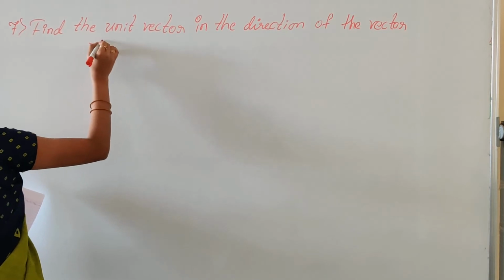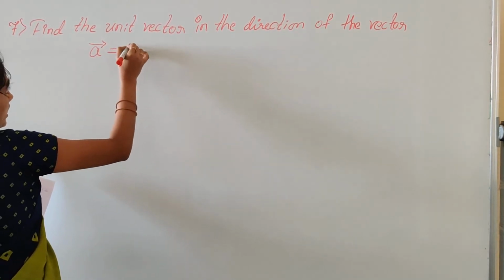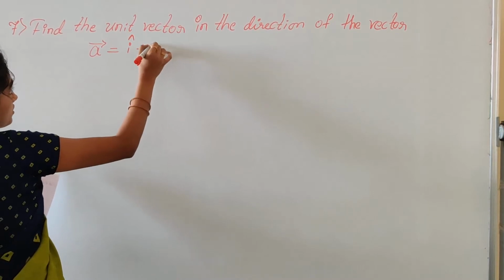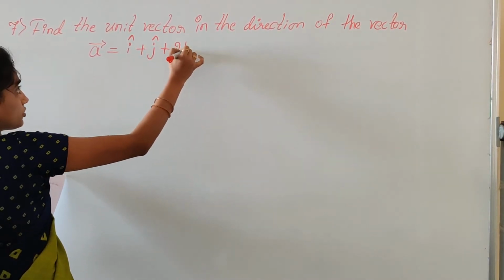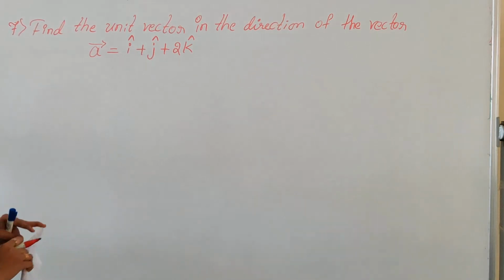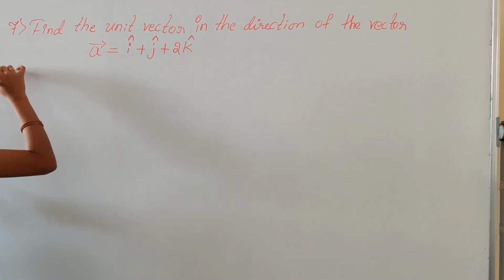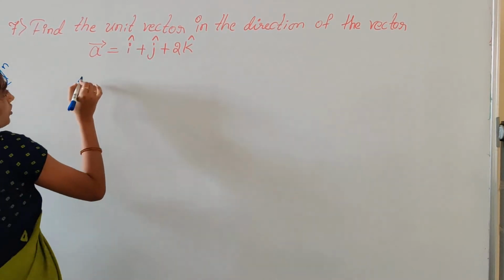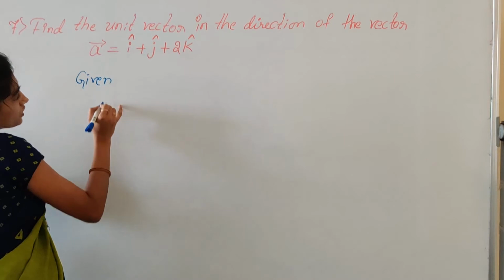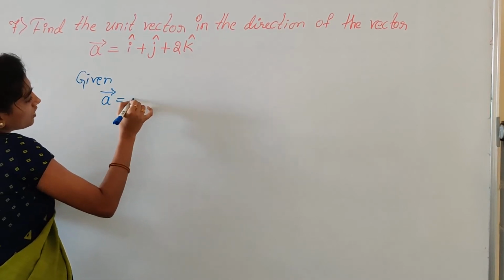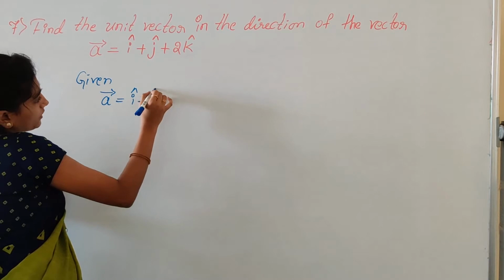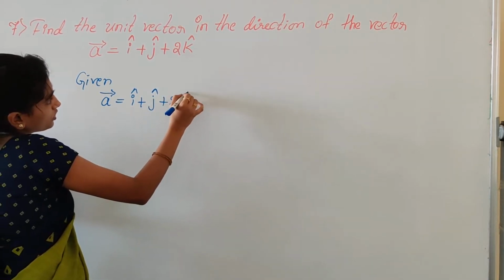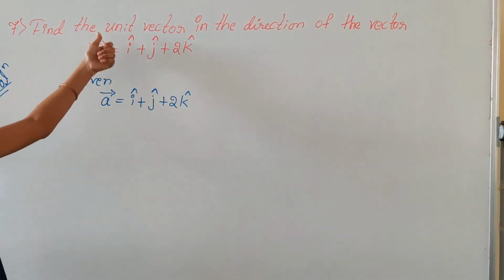The next one, that is vector A is equal to i cap plus j cap plus 2 k cap. Right. So here the question is find the unit vector in the direction of the vector A. So here we have to find the unit vector. Right. So we have given vector A is equal to i cap plus j cap plus 2 k cap. So here they are asking find the unit vector.